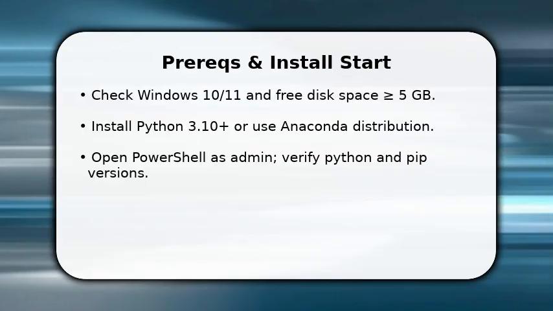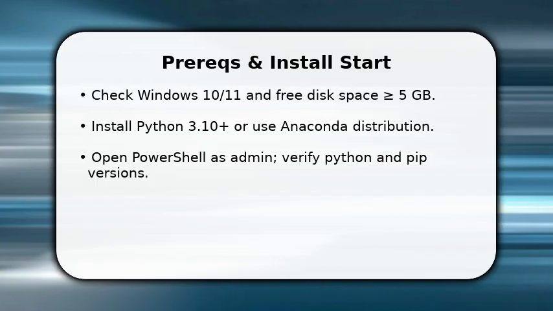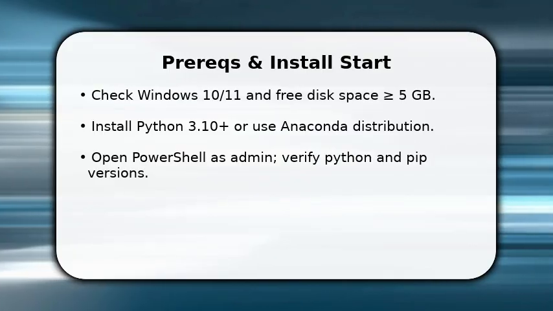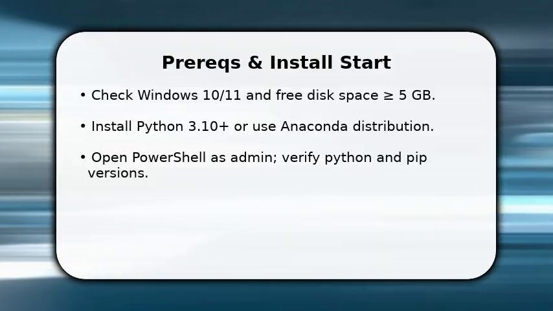You start by confirming prerequisites: Windows 10 or 11 and enough disk space. Install Python 3.10 plus or Anaconda so Jupyter installs cleanly. Once done, open PowerShell as administrator and run python --version and pip --version to verify. If using Anaconda, skip pip and use conda info.